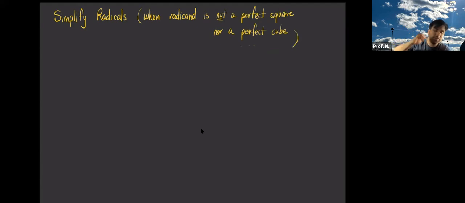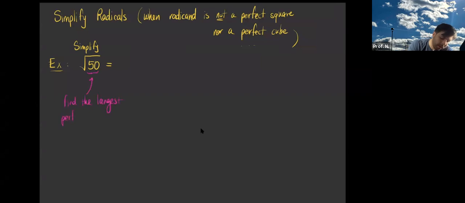So whenever we have things that are not perfect squares, for example, the square root of 50. 50 is not a perfect square, but I still can simplify it. How do I simplify such a thing? I need to figure out if there is any factor. So find the largest perfect square that is its factor.